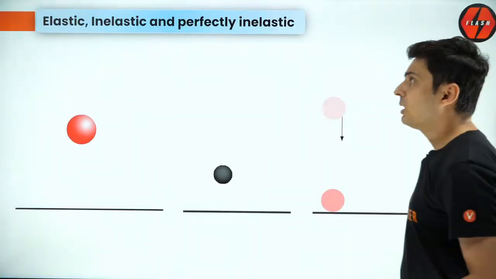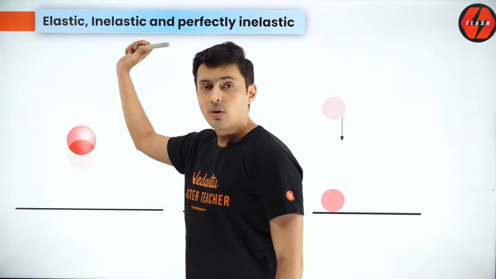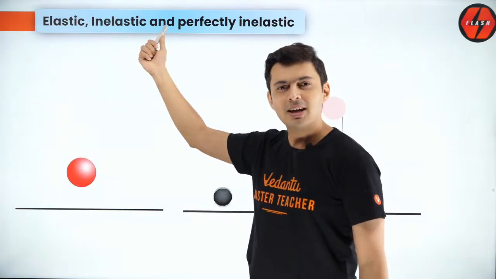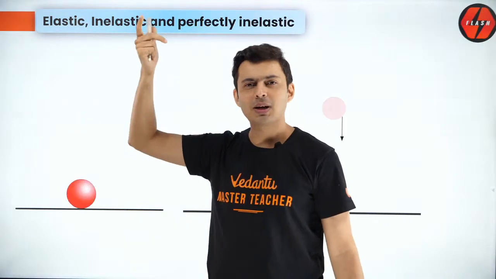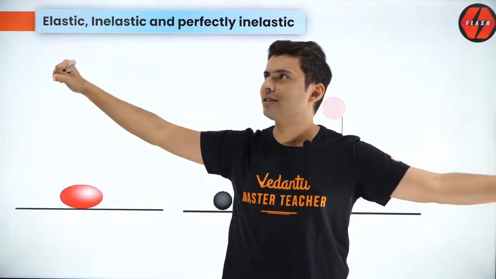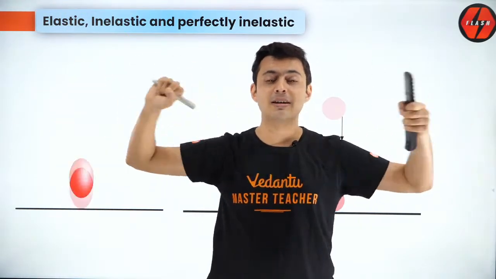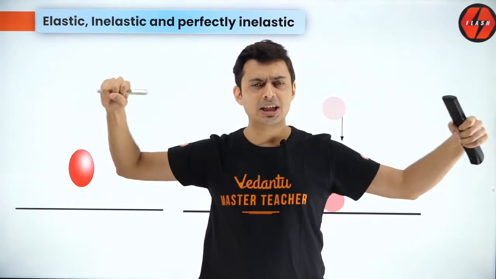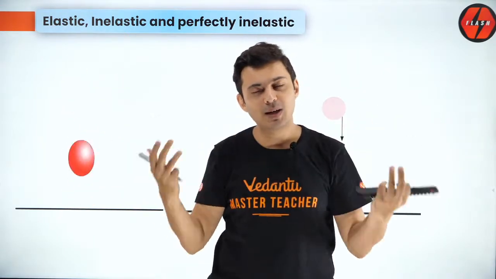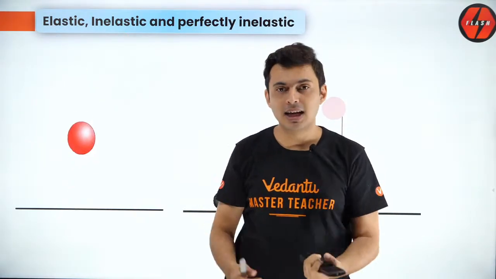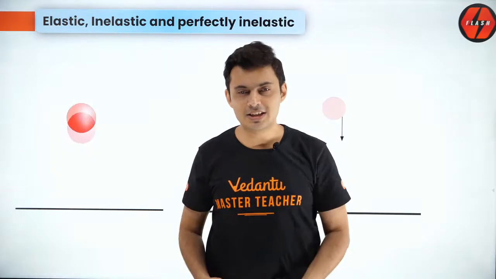So now let me come to the three types of collision. One is elastic. Whenever you hear the word elastic, what comes to your mind? Some elastic thing, right? Like a rubber band. Rubber band is the first thing that comes to your mind when the word elastic is used. When you stretch it, leave it, what happens? It comes back to its original shape and size. That is an elastic nature.